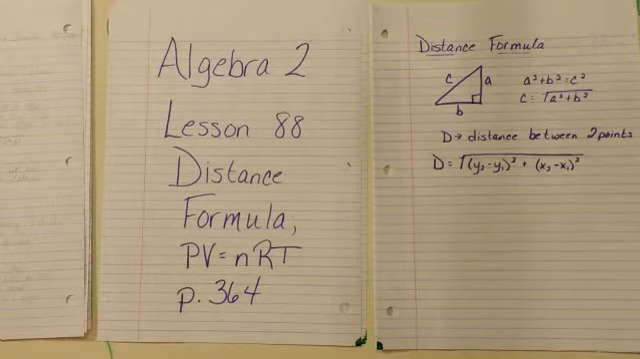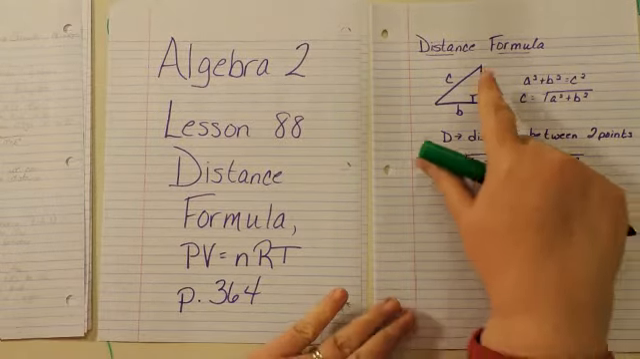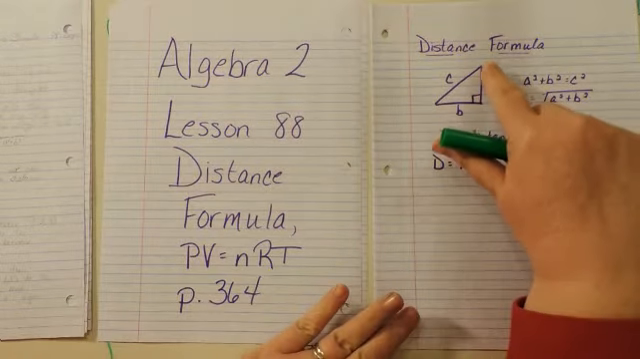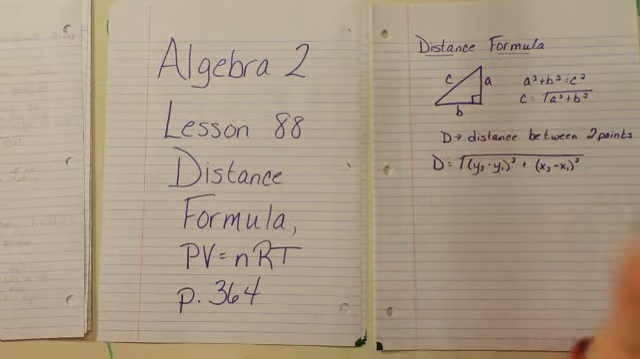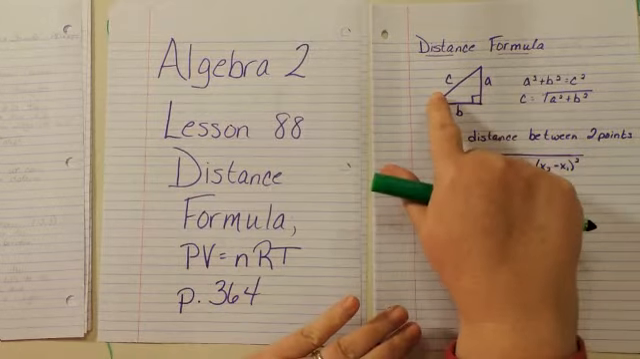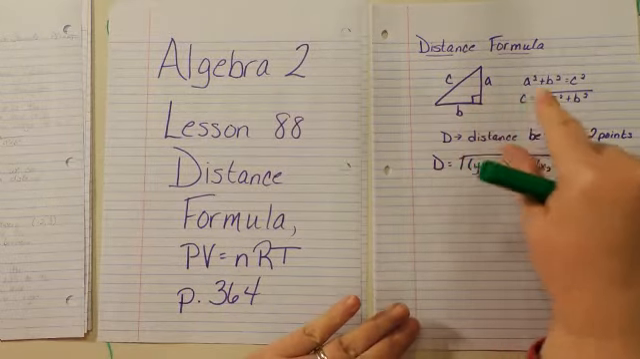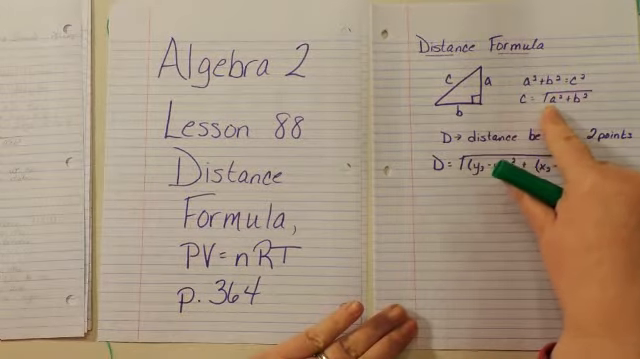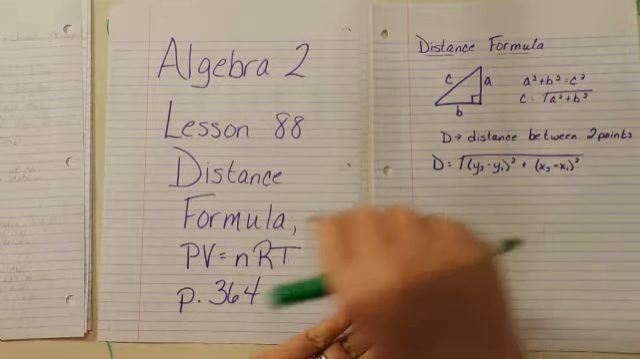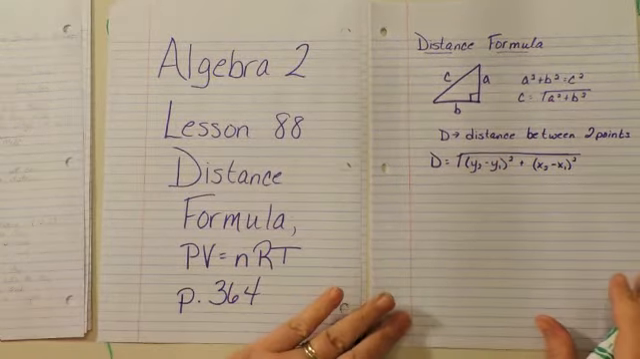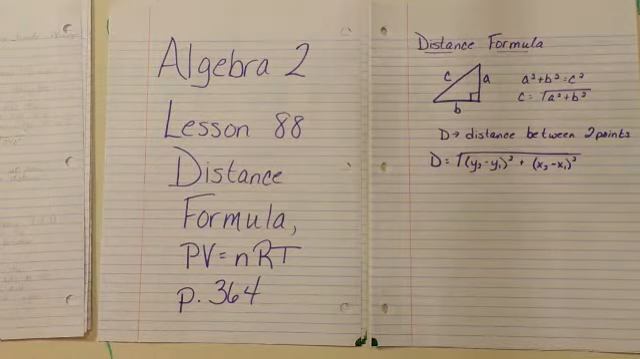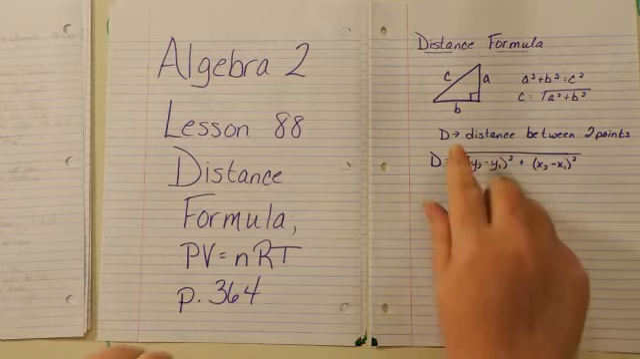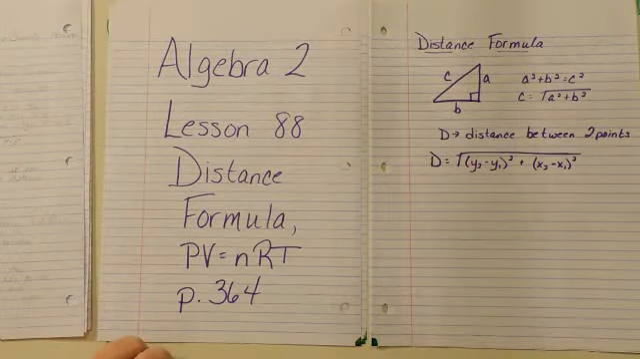Okay, the distance formula. We've learned the Pythagorean theorem, which is if we have a right triangle and C is the hypotenuse and A and B are the legs, then we can find the length of the hypotenuse if we know A and B. So A squared plus B squared equals C squared, or C equals the square root of A squared plus B squared. Right? We have done that many times. From this, we are going to find a distance formula, which is the distance between 2 points.